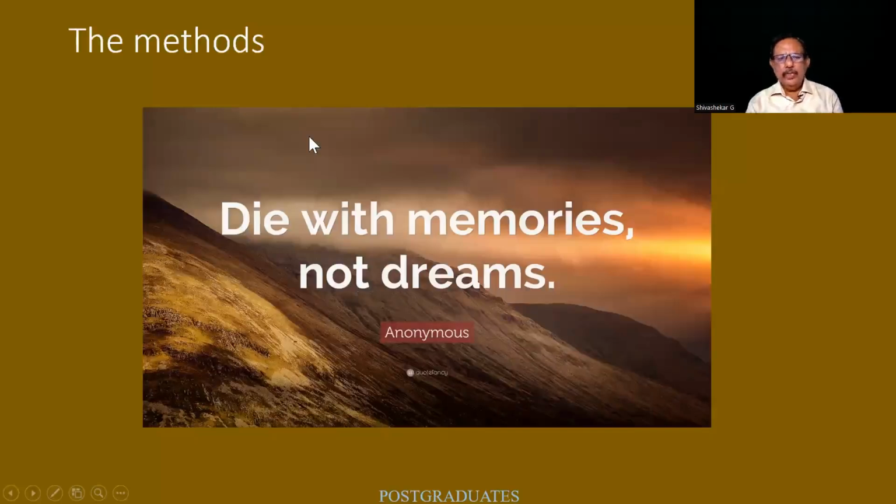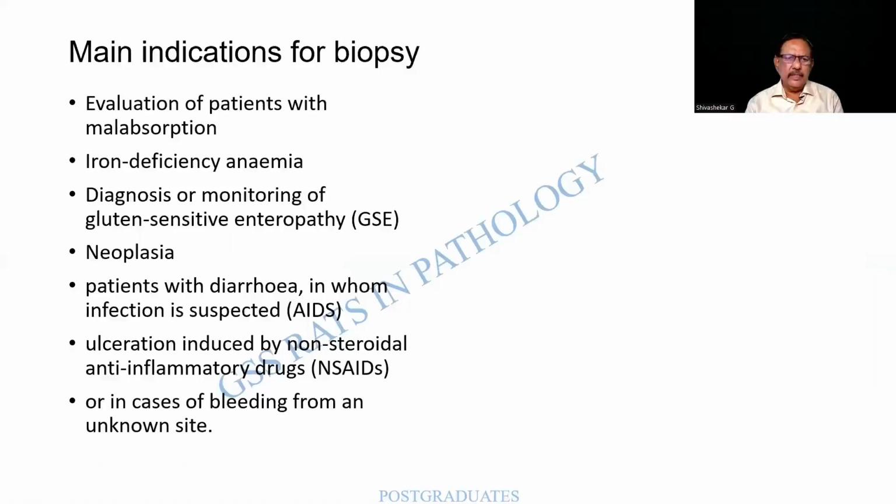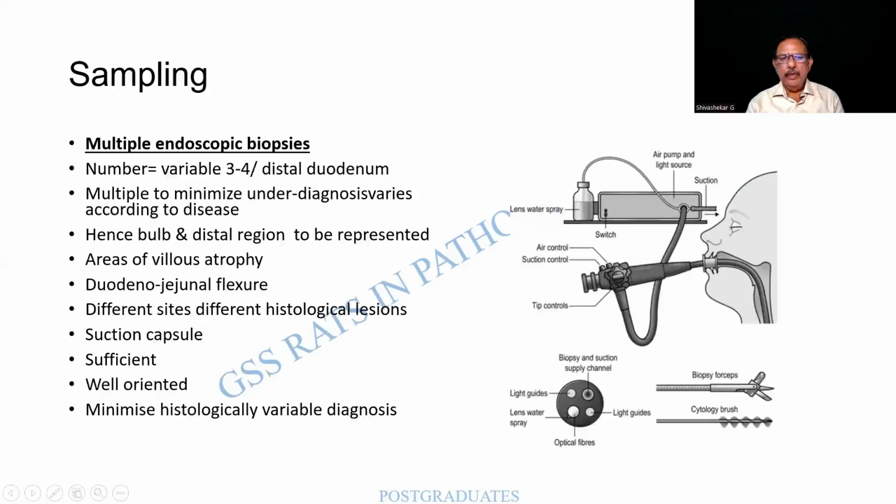Now, what do I do with all these biopsies? Die with memories, not dreams. So we'll have to do something. What are the methods as such? So the main indication for the biopsy you people shall be mentioning. So these are the things. So in this one, I'm finding that there has to be an evaluation of the patient. What is the status of the iron, gluten sensitive, whether there is any neoplasia, clinical symptoms such as diarrhea, is he on drugs, and so on and so forth. So what exactly is the indication I should be having?